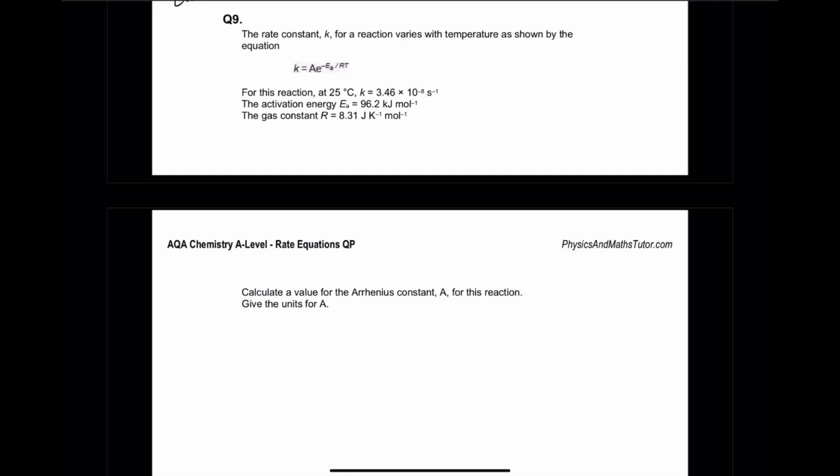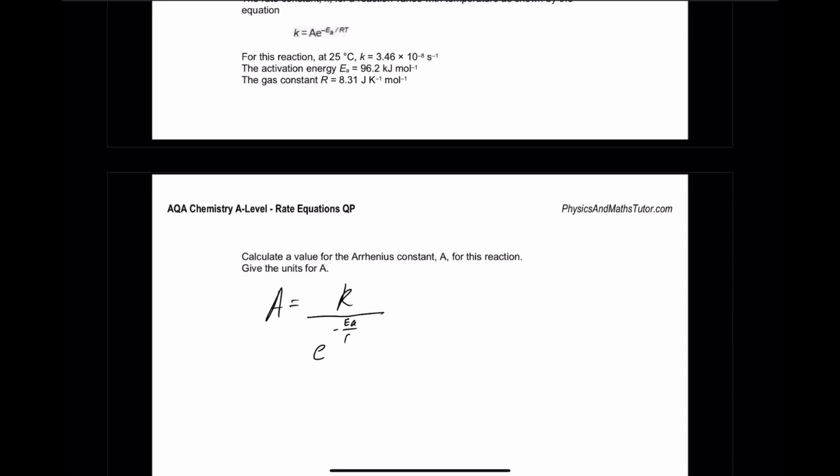So, the rate constant K for a reaction vessel with temperature shown by the equation is shown there. They give you all the values there. Calculate the value for the Arrhenius constant A for this type of reaction. Okay, so I'm just rearranging this equation to get A. A is equal to K over e to the power of minus EA over RT. I think they've given you everything to work out A.